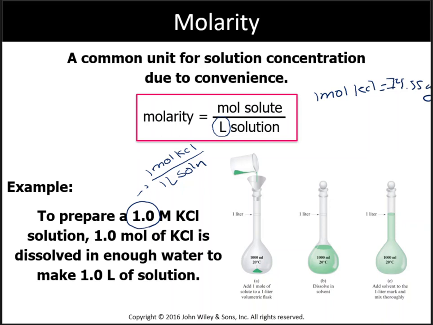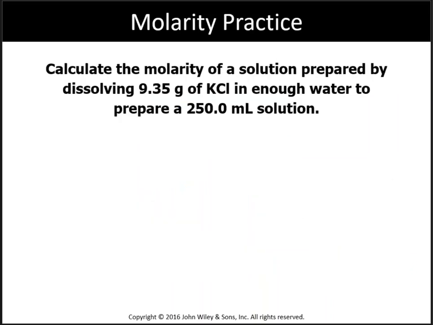Now, we don't necessarily have to make 1 liter of any solution. Depending on how much of the solution you need, you can figure out the amount of solute that you're going to need. So let's look at different examples. You want to calculate the molarity of a solution prepared by dissolving 9.35 grams of potassium chloride in enough water to prepare a 250 milliliter solution.